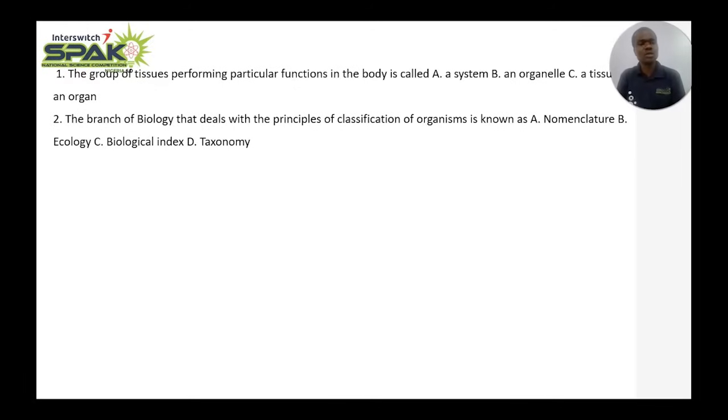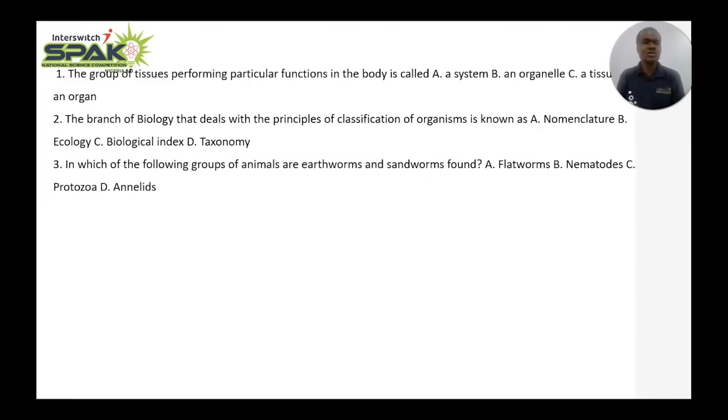Oikos. Oiko means home, logos is to study. Then C, biological index. Of course, that one was a distraction. Then you have option D, taxonomy. We mentioned in the course of the introduction that taxonomy is the science of classification. So option D is the right answer.